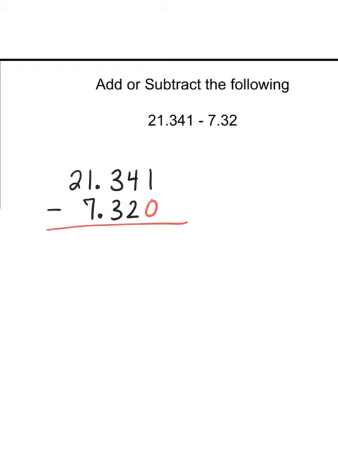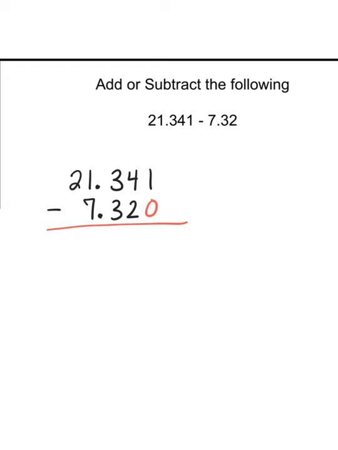Okay, next we're going to find the difference between 21 and 341 thousandths and 7 and 32 thousandths. Notice that in order to keep all of my digits lined up by place value, I needed to add a 0 as a placeholder. So I need to have my thousandths stacked up, my hundredths stacked up, my tenths stacked up, and so on. Then I can just go ahead and subtract.